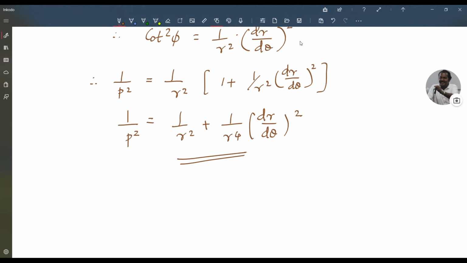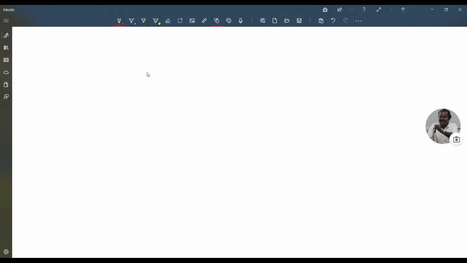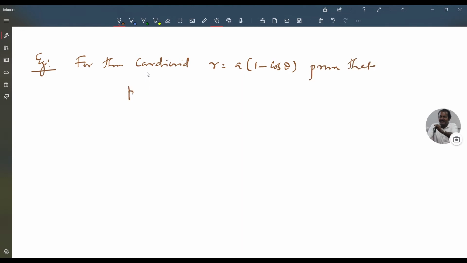Now we can do an example. For the cardioid r equal to a into 1 minus cos theta, prove that p equal to 2a sine cube theta by 2. So we can solve this. Solution. We have p equal to r sine phi.